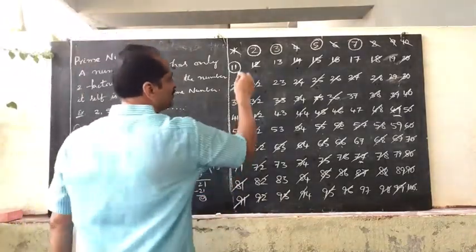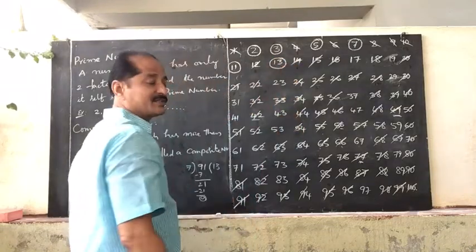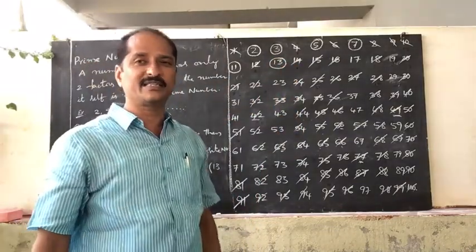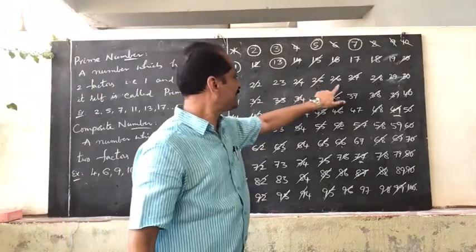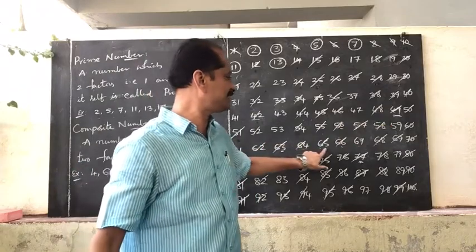So the next, 12 is a composite number. The next prime number is 13. So multiples of 13. 13 twos are 26. 13 threes are 39. 13 fours are 52. 13 fives are 65. 13 sixes are 78.